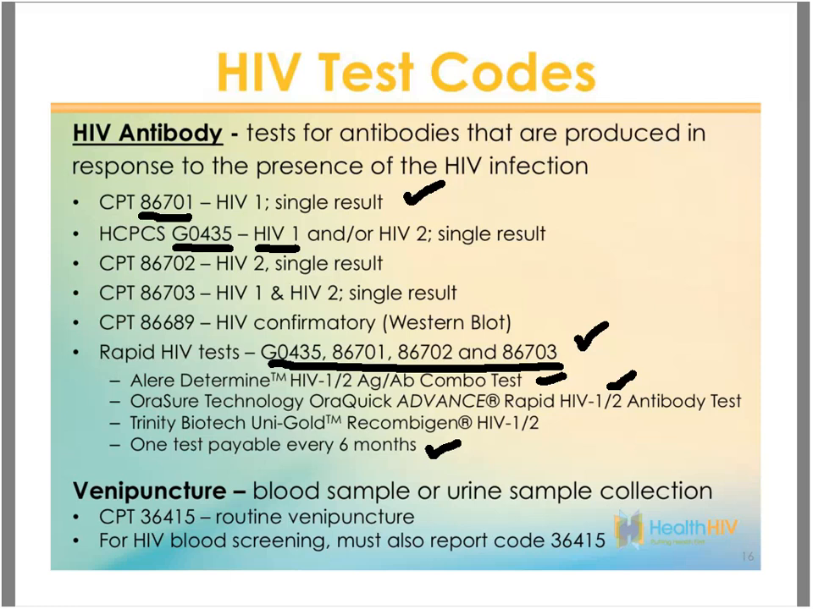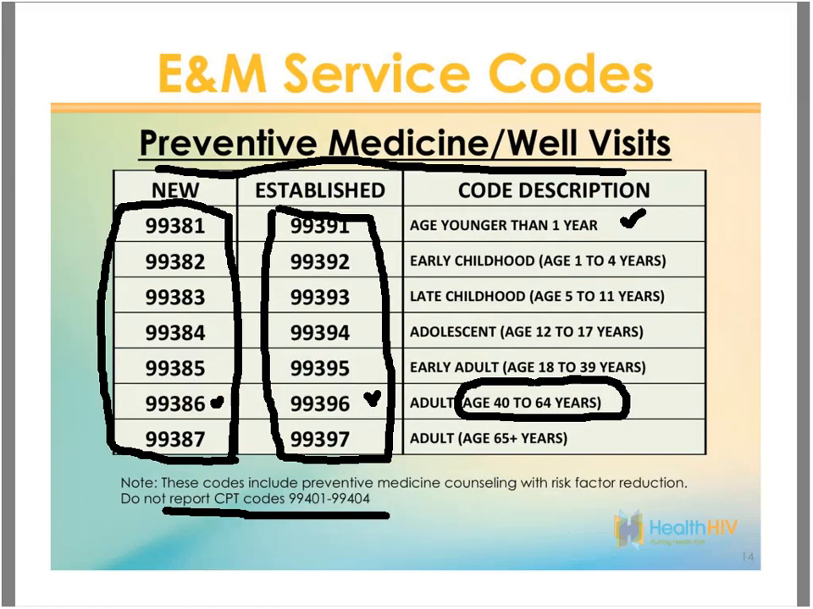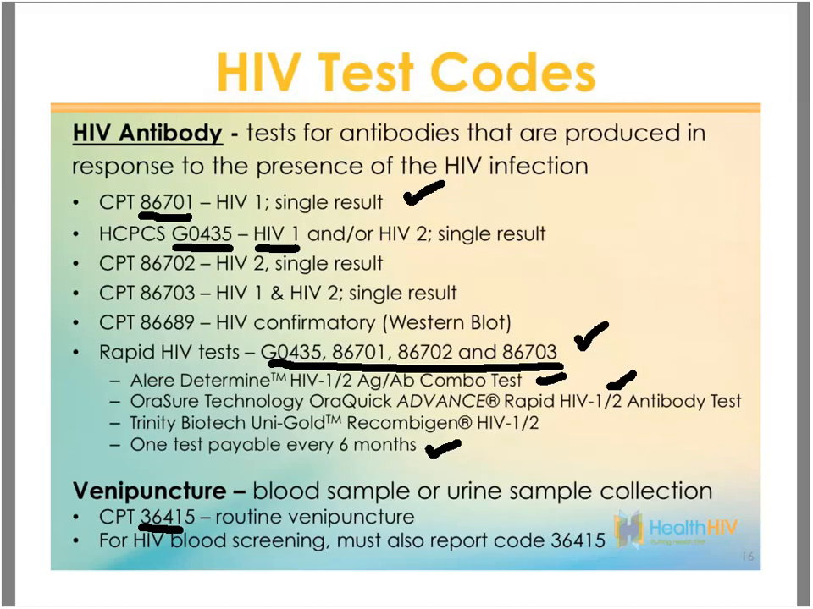The code for blood draw is on this slide, 36415. If you decide to do blood work instead, in lieu of rapid tests, then you would use CPT 36415 in addition to one of the office visit codes. So your established patient visit code, along with the code for the routine venipuncture. And we'll look at some very specific examples in a moment so that you can see how those will be reported on your claims.